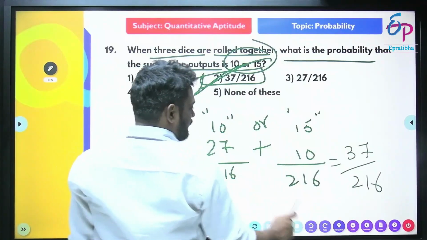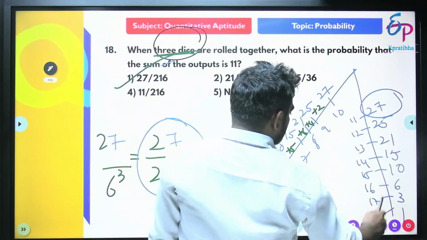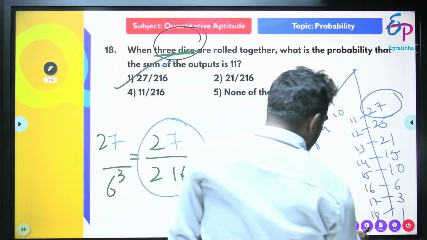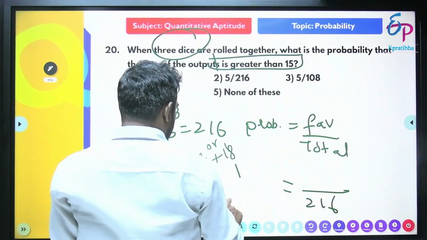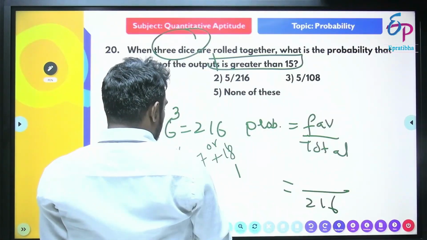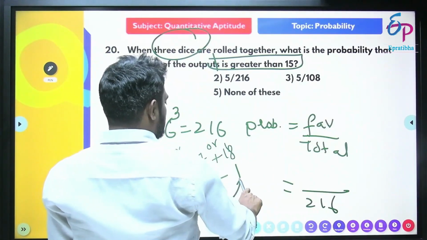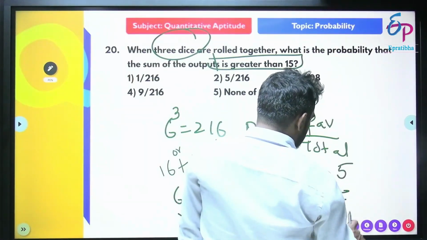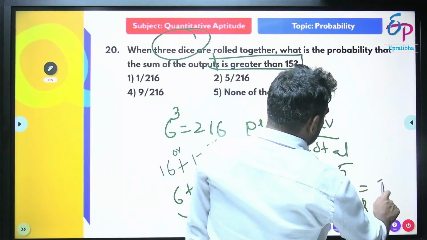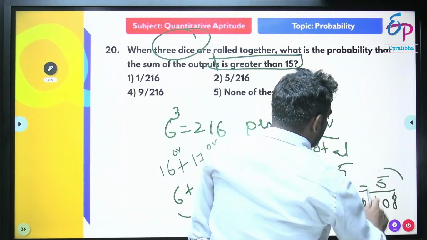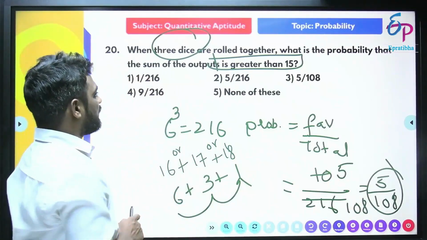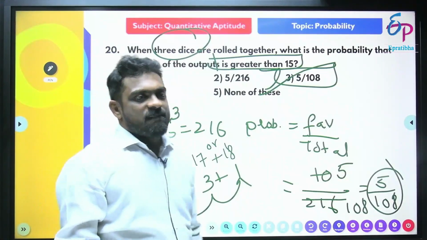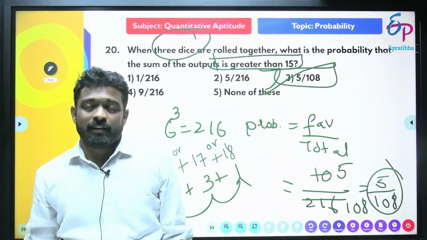Sum should be 18 is 1 time. 17 is 3 times. 16 is 6 times. 1, 3, 6. Total how many number of times? 6 plus 3, 9 plus 1, 10. 10 by 216. 2 5s are 10, 2 1s are 2, 2 8s are 16. What exactly the probability is? 5 by 108 is the probability. Where exactly the 5 by 108? 5 by 108 is option number 3. Option number 3 is an absolute solution for the given question.